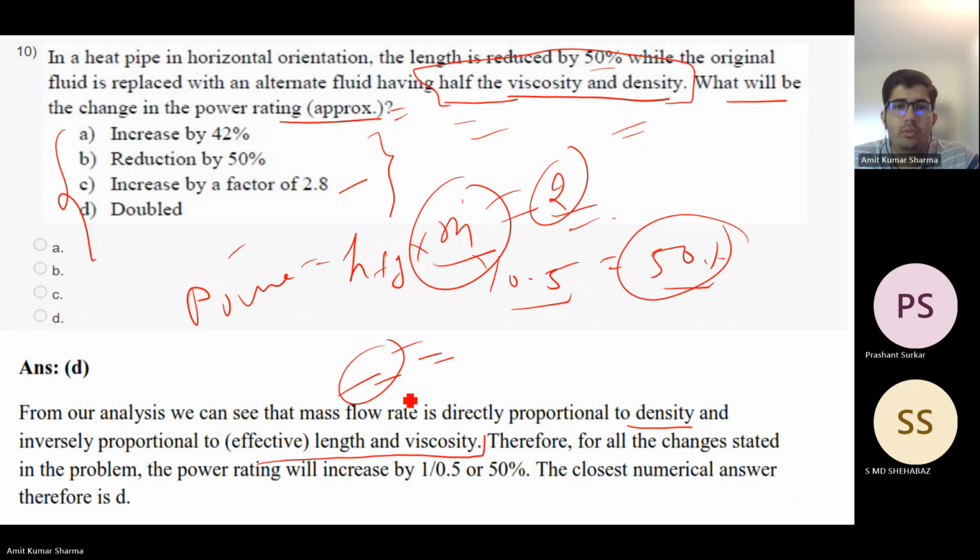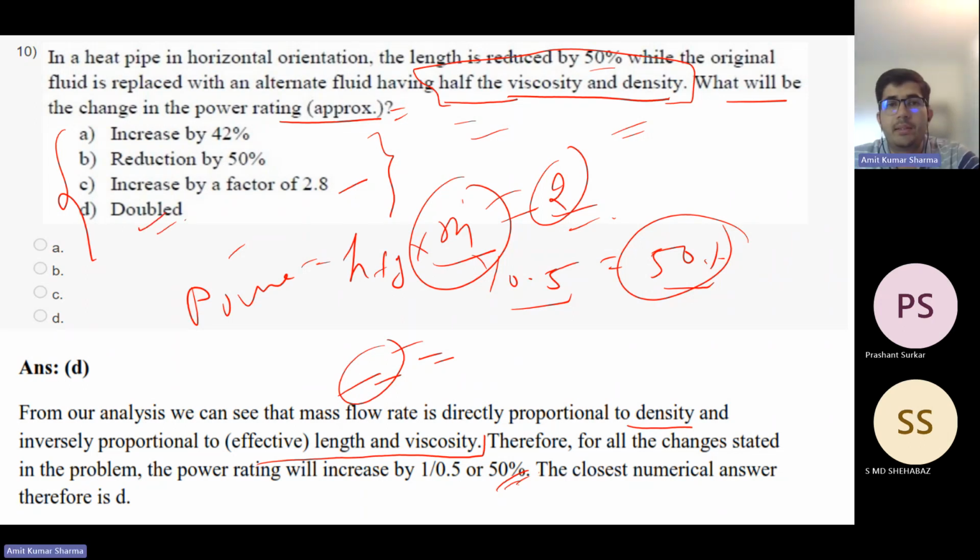Okay. So in this way, the rating will increase by 50%. So therefore, for all the changes, the power rating will increase by 50%. The closest numerical answer is option D. Will be doubled.